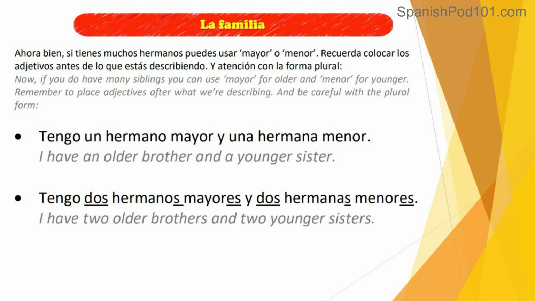Tengo dos hermanos mayores y dos hermanas menores. I have two older brothers and two younger sisters. As you can see here, we're saying dos hermanos in the plural. I have two brothers, older brothers, so we have to say mayores, and then I have two younger sisters, hermanas menores.